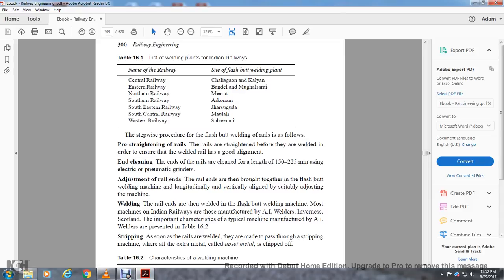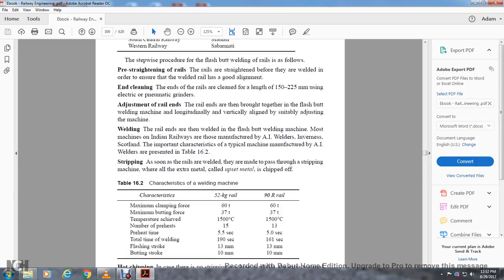Most of the machines for the Indian Railways are manufactured by AAI Welders in Inverness, Scotland. Important characteristics of a typical machine manufactured by AAI Welders are presented in Table 16.2. Stripping: as soon as the rail is welded, it is passed through a stripping machine, where the extra metal, called the upset metal, is chipped off.